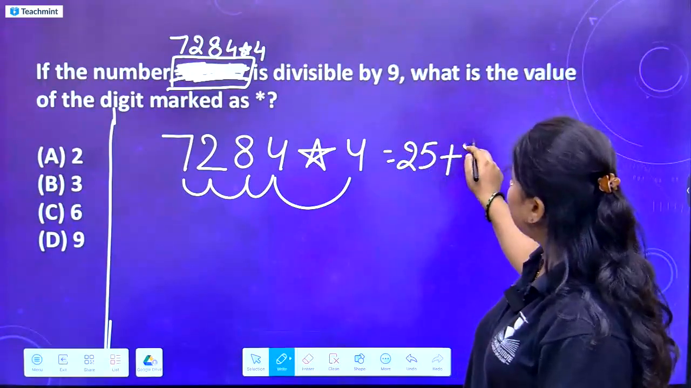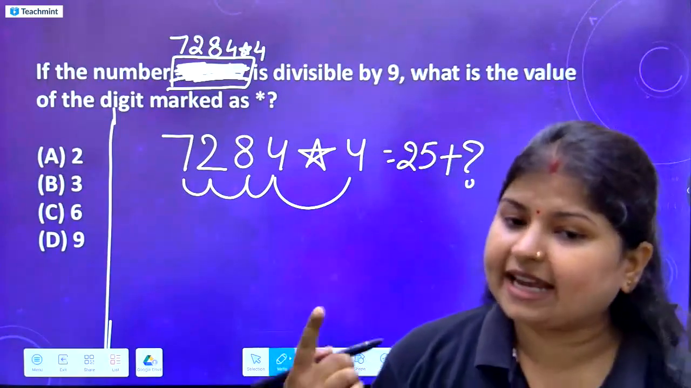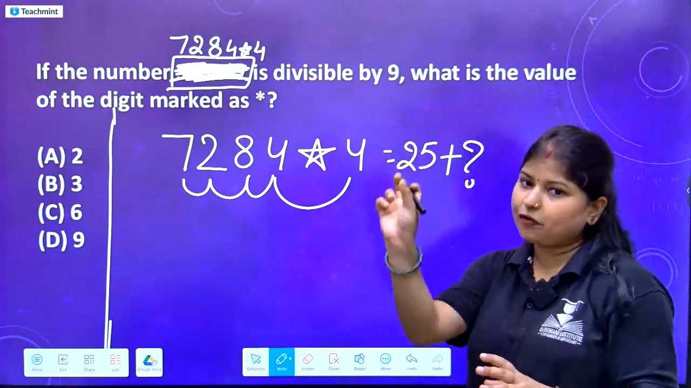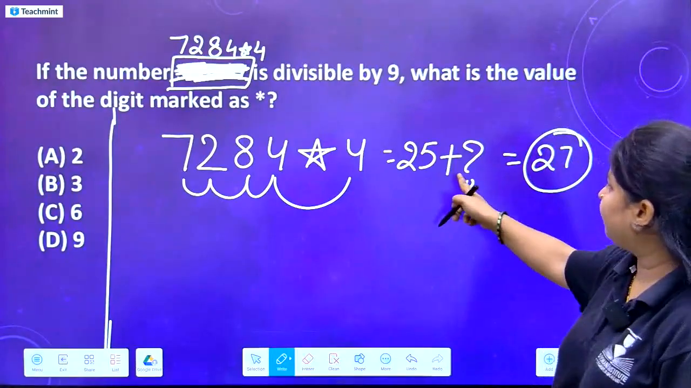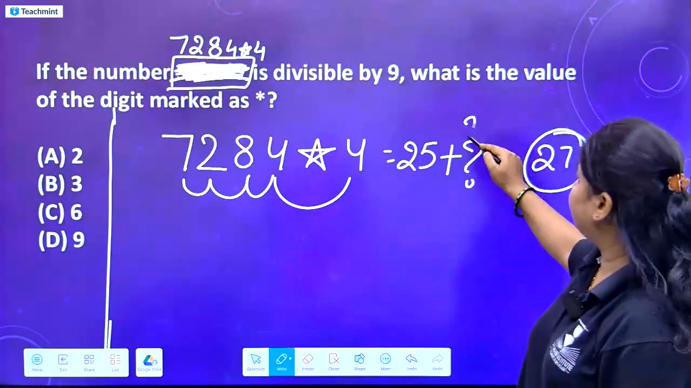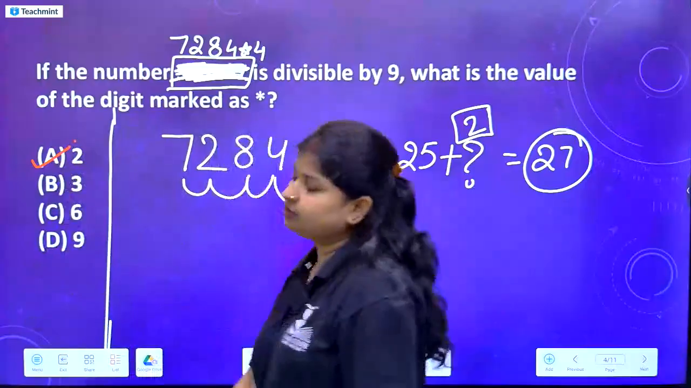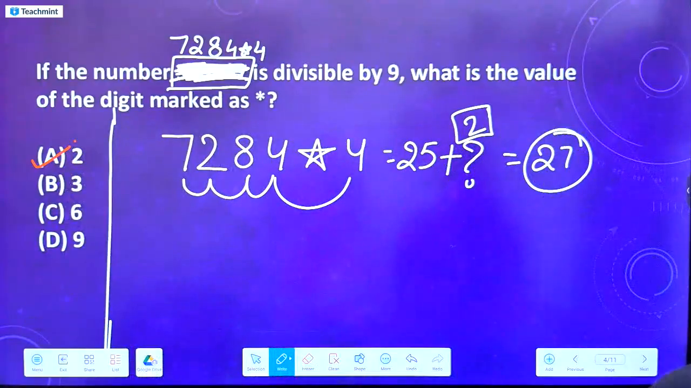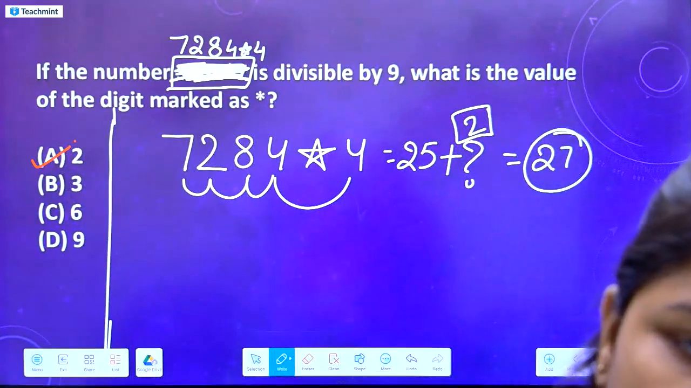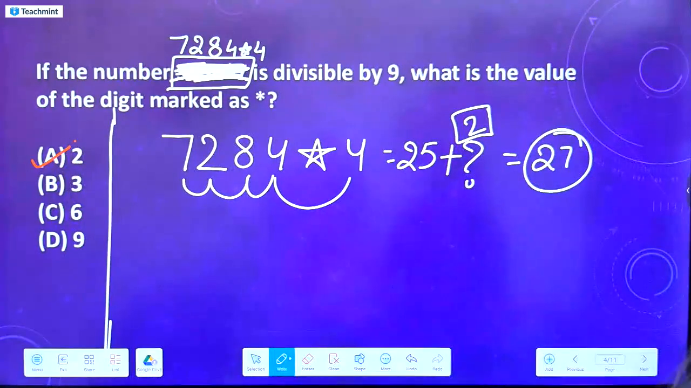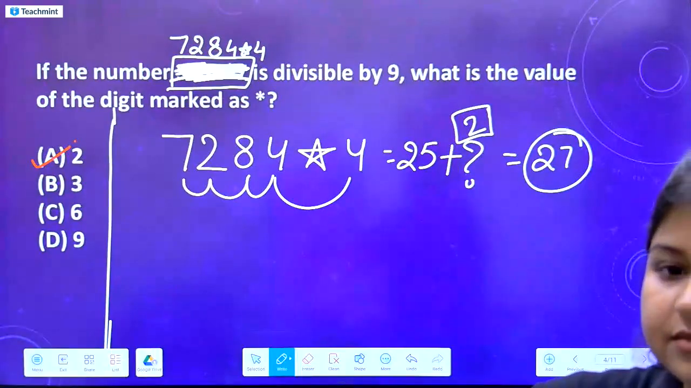Now what should you add in this 25 so that it becomes divisible by 9? In the line of 20s, I have 27 which is divisible by 9. So 25 plus what is 27? 25 plus 2 is 27. So my answer would be option A. Any doubt there? Anyone any doubt, beta? Raise your hand. No, ma'am.